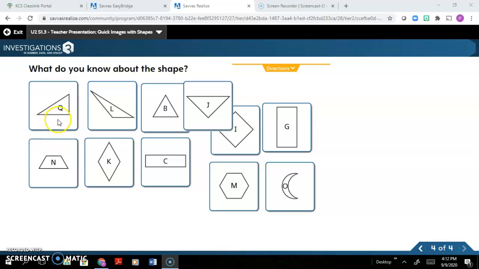Well, we've seen a lot of shapes. Here we have some triangles. And what do we notice about all our triangles? They all have 3 what? 3 sides or 3 points.